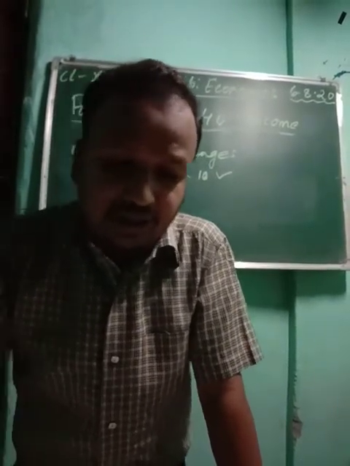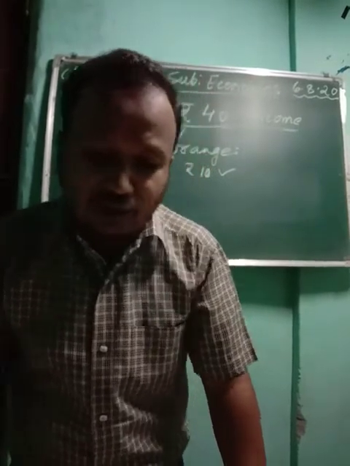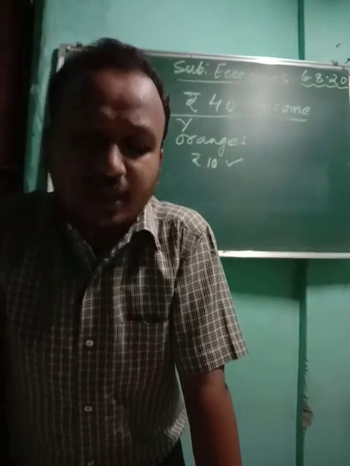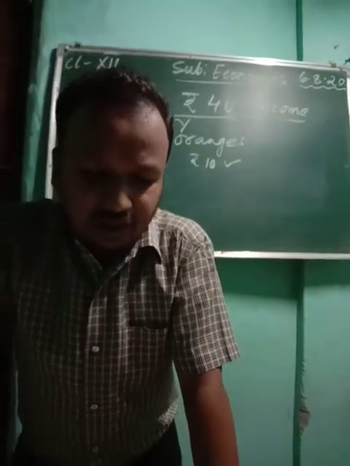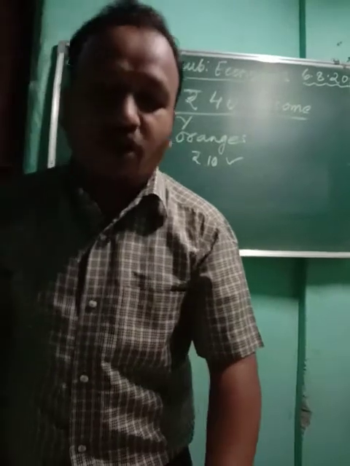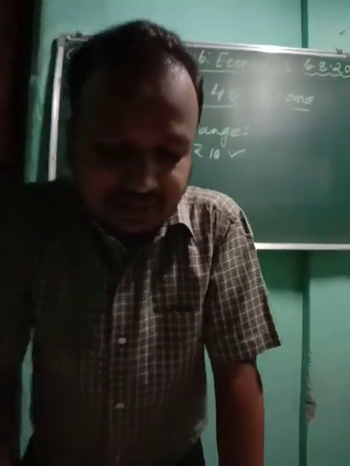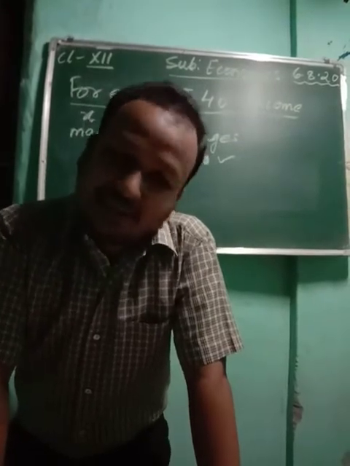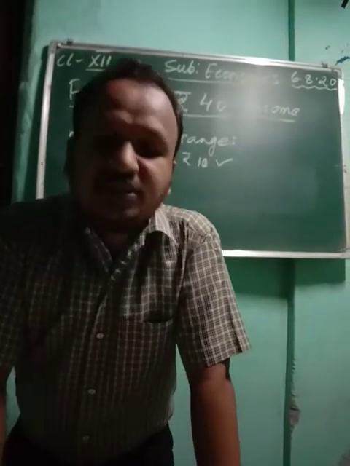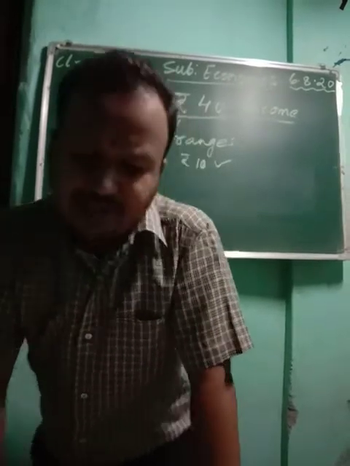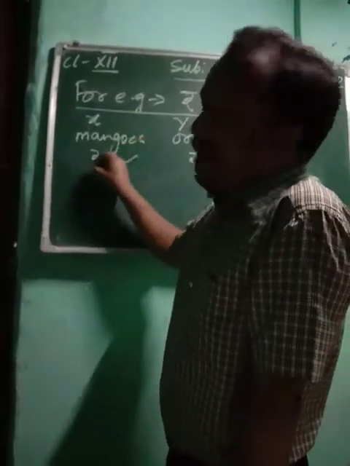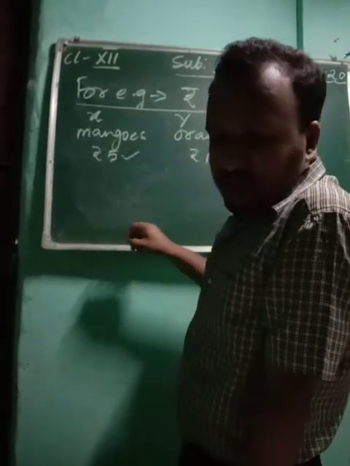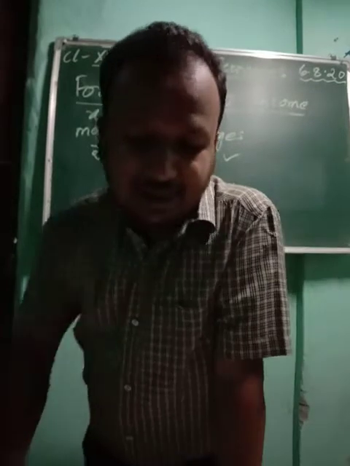Now you see in what cases he is going to get utility. We know that marginal utility always decreases. First it will increase, then automatically it will show a decrease. So in the case of mango, marginal utility will decrease, and in the case of oranges also, marginal utility will decrease.